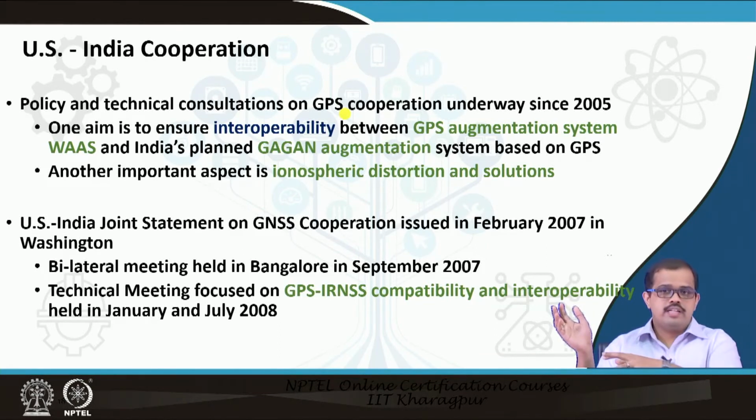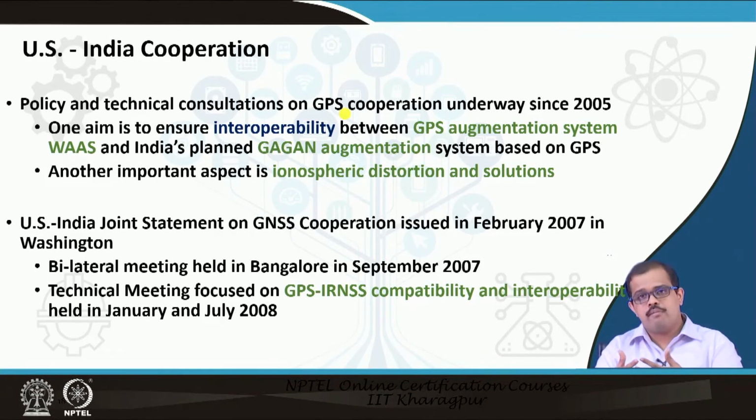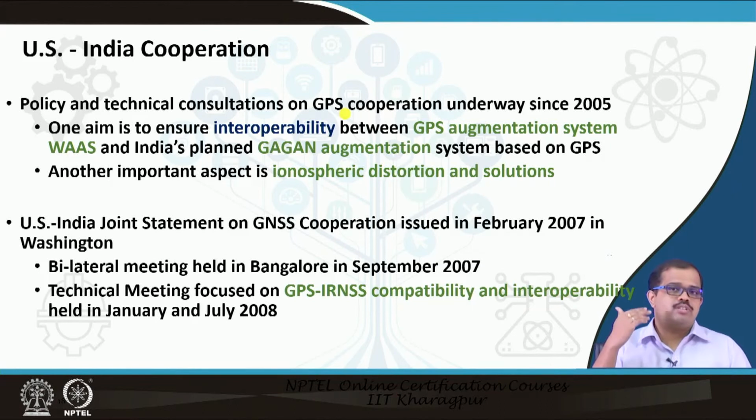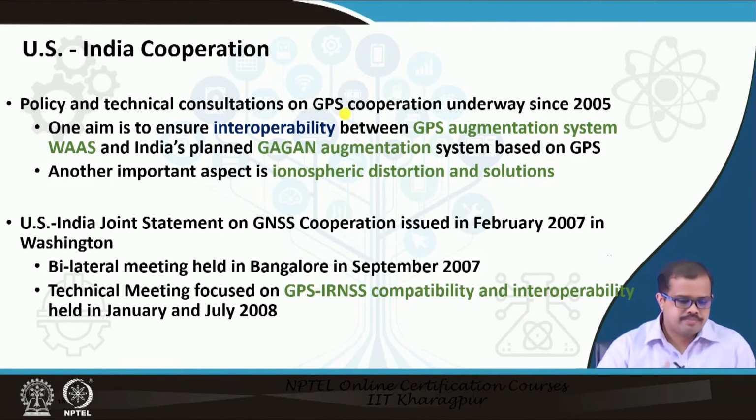So when you have data, it is in different formats. When you have signals, they are used by different systems. Another important aspect is the ionosphere distortion, which is supposed to be removed, and if we have regional satellite systems that are communicating with each other and augmenting their systems, then probably the ionosphere distortion would reduce in a much larger way.